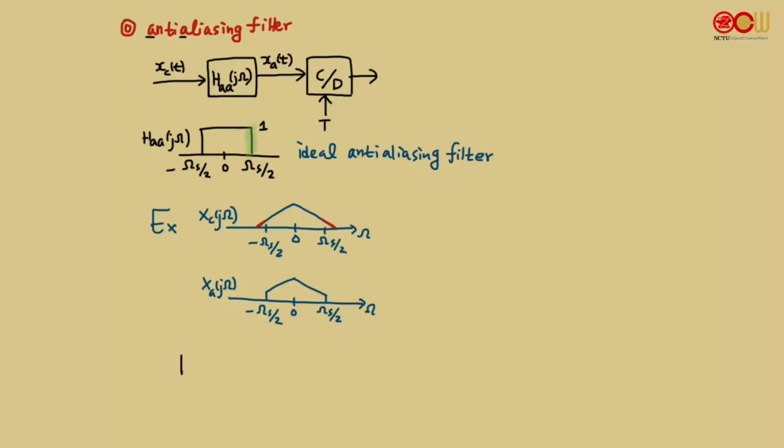If it's a practical H_AA, it would look like this. It's probably going to be straight in the pass band, but then it will drop gradually to the stop band, and this is omega s over 2. This is the transition band.